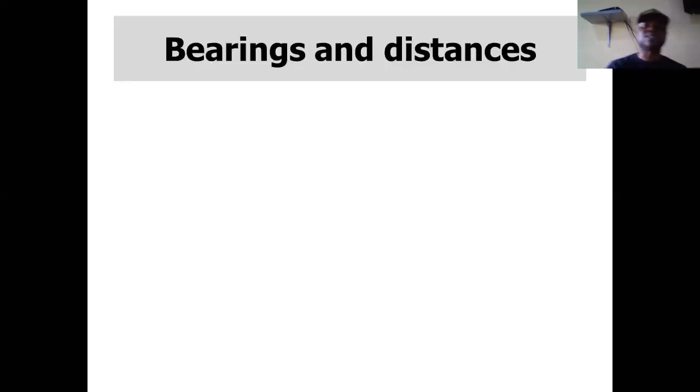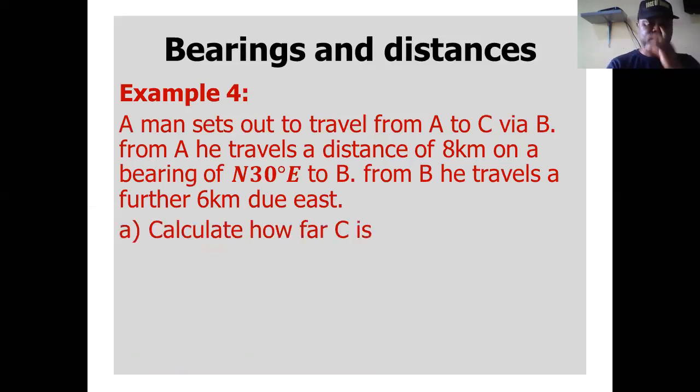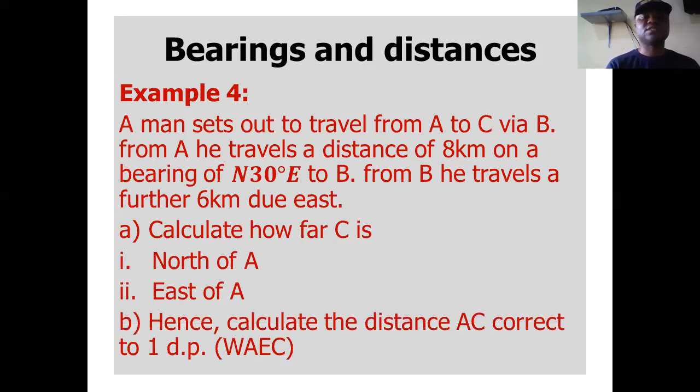So bearing and distances, let's look at this problem. A man set out to travel from A to C via B. The man set out to travel from A to C through B. That's another word to use for via. From A, he traveled a distance of 8 kilometers on a bearing of 30 degrees east of north, or you can call it north 30 degrees east, to B. From B, he travels a further 6 kilometers due east. Calculate how far C is north of A and east of A. And calculate the distance AC correct to one decimal place.